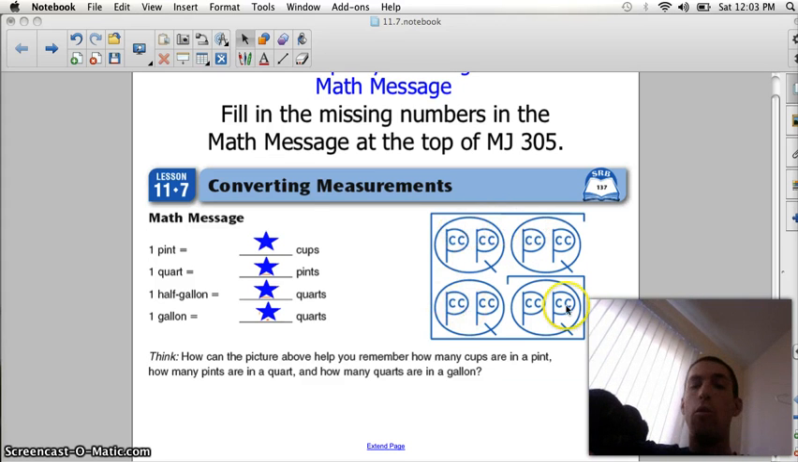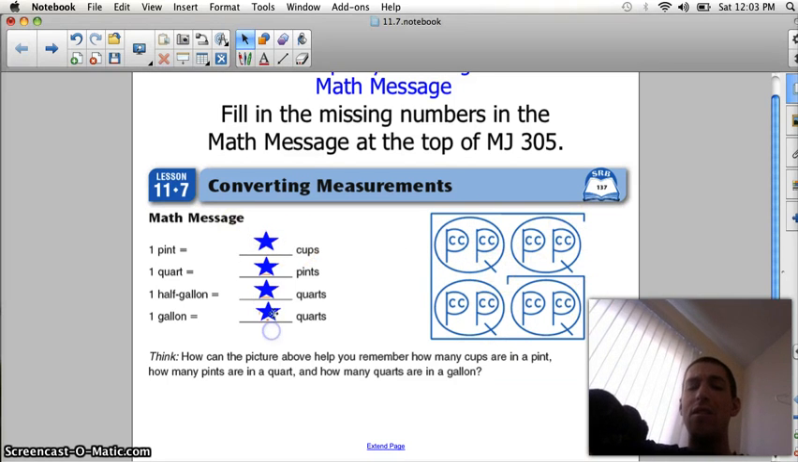There are 4 quarts in a gallon. How many pints are in a quart? There are 2 pints inside every quart. How many cups are in a pint? There are 2 cups in every pint. How many cups are in a quart? Well, there's 4 of them. How many cups are in a gallon? 16 of them. And if you remember this, this should be easy.